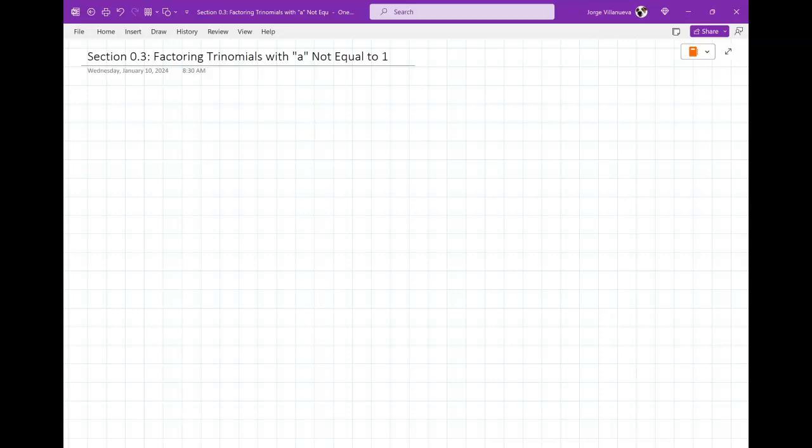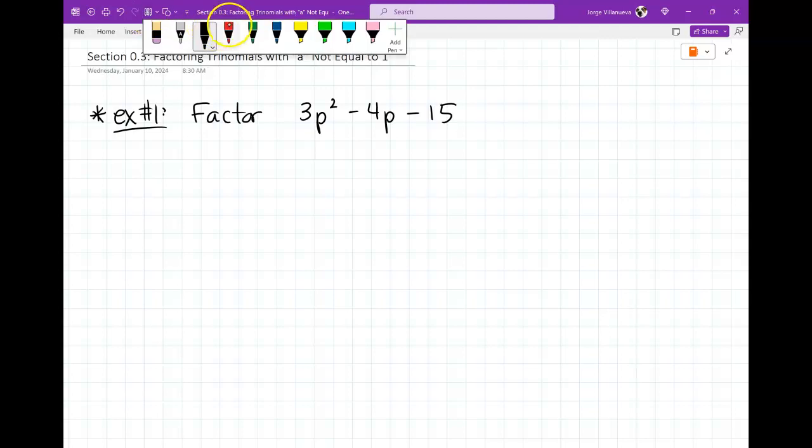So here's one of them that we'll start off with. This should be a relatively quick lesson. This is going to be factor 3p squared minus 4p minus 15. Okay? And we are basically just going to do the x method, and then we are going to have to divide if we need to. So let me go ahead and get that going.